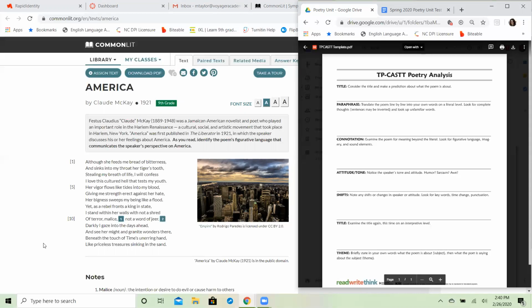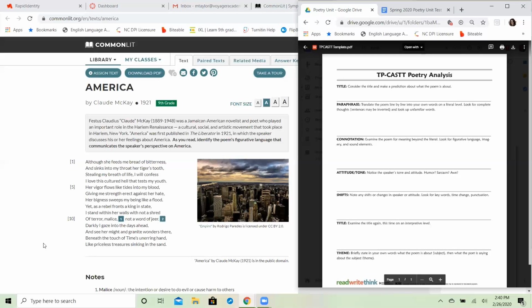C, for the connotation, look at line 3, stealing my breath of life. Again, the idea here is that immigrants who come into America have a sense of false hope, and once they get here, the treatment of those immigrants goes against the American ideals that they are given or what they understand prior to coming to America, and how those differ.